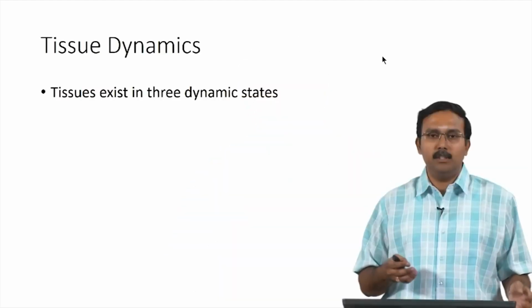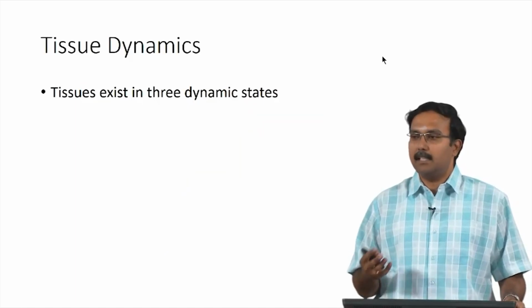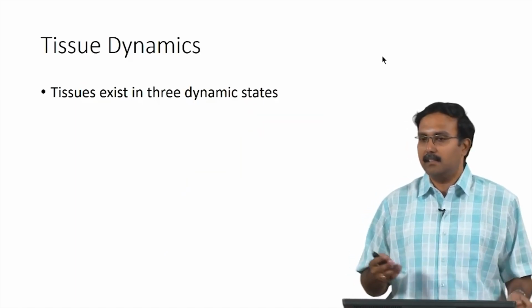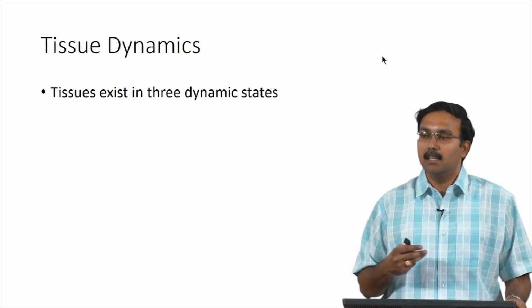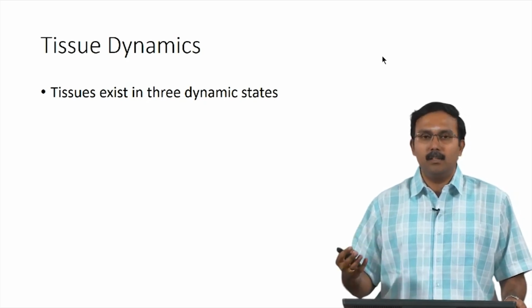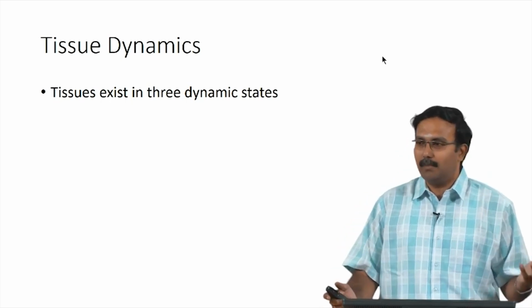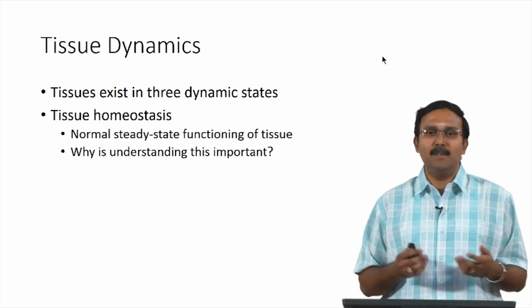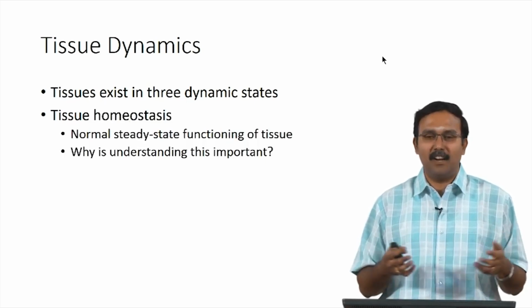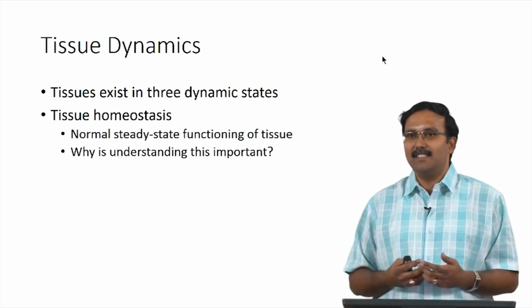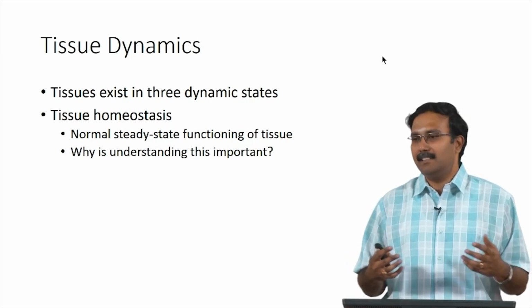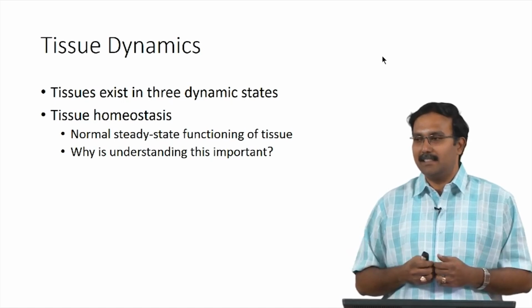So tissues actually can exist in three dynamic states. Tissues are actually not static, they can change in their status. And do you know what the dynamic states are? You might have studied it in cell biology, I hope. So it is homeostatic, which is when it is at normal steady state functioning. So this tissue is doing what it is supposed to do and it is just existing in the system.